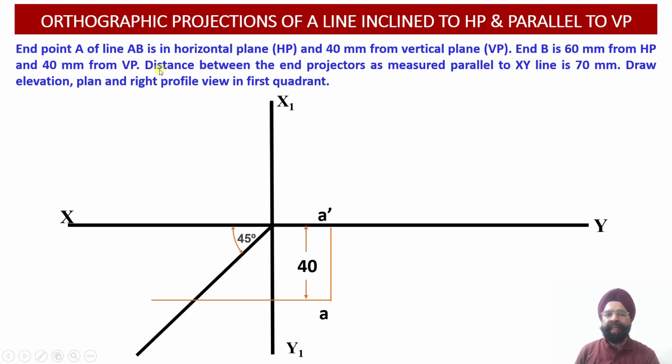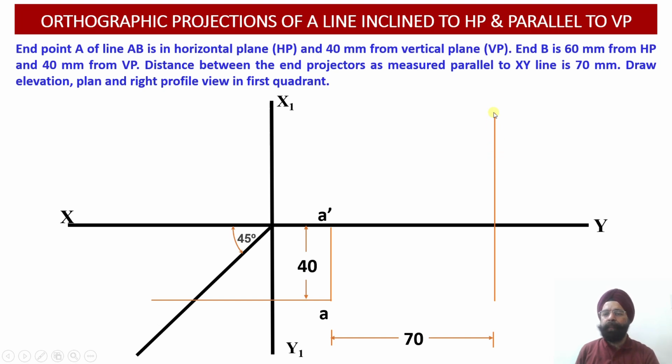Now we know that the distance between the end projectors of the line AB measured parallel to the XY line happens to be 70 millimeter. So from the end projector of the point A, we are going to mark a distance of 70 millimeter, and at that distance we are going to draw the projector line corresponding to the end projector of the point B of the line AB over here.